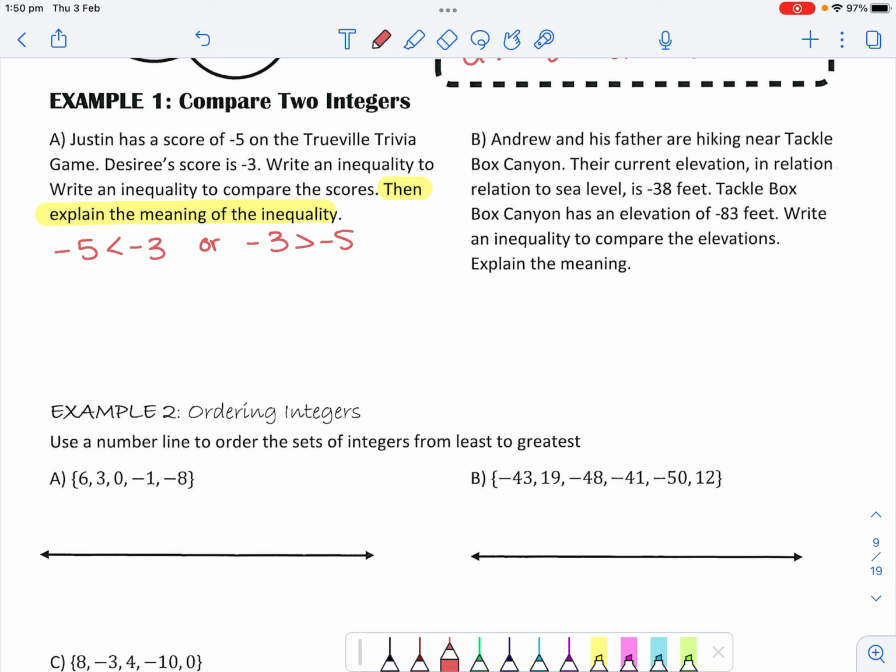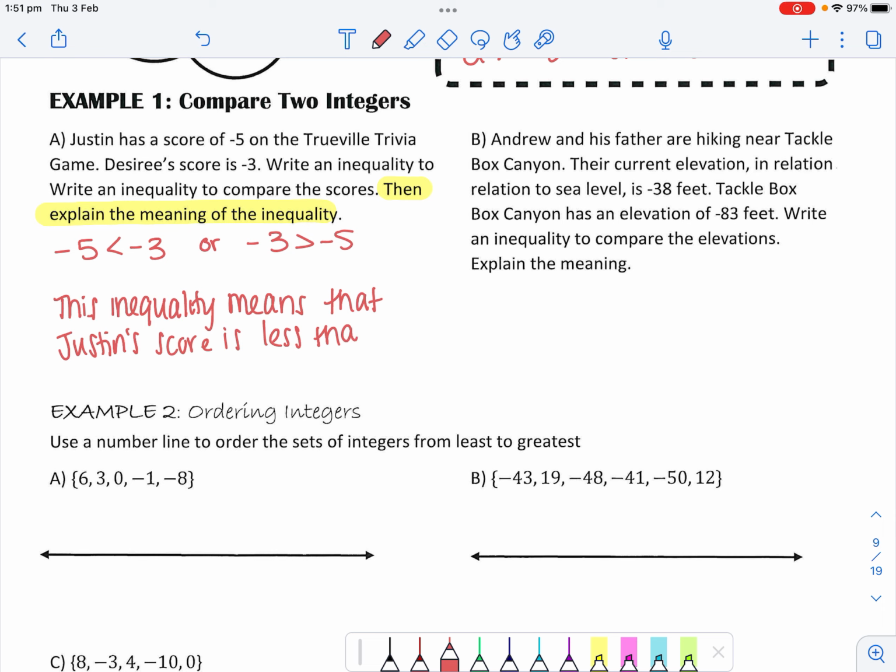This inequality means that Justin's score is less than Desiree's. Or we can say that Desiree is winning. That's an option as well. So Justin is losing, Justin's score is less, Desiree's score is greater, or Desiree is winning.